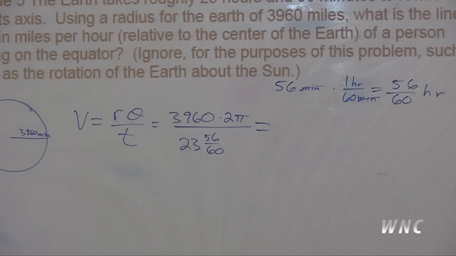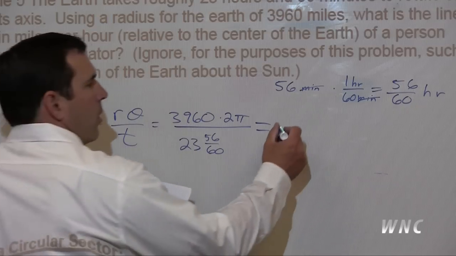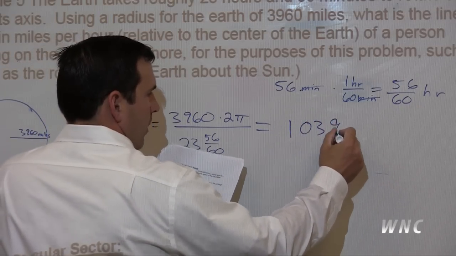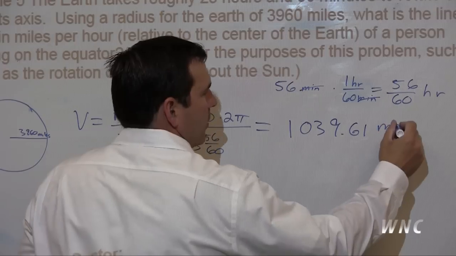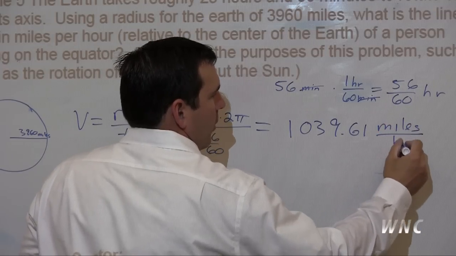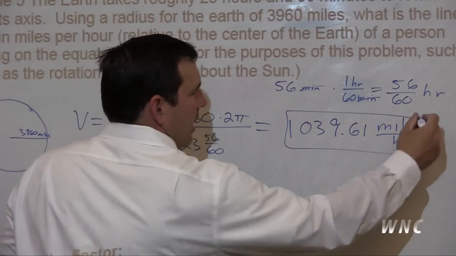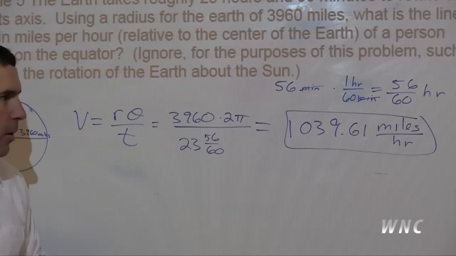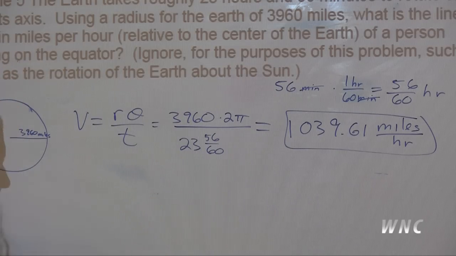And if you put that in the calculator, we're going to get 1,039.61 miles per hour. Just standing on the equator. So unless you were watching this from the equator, we're quite a bit north of that, so we're not going quite as fast.